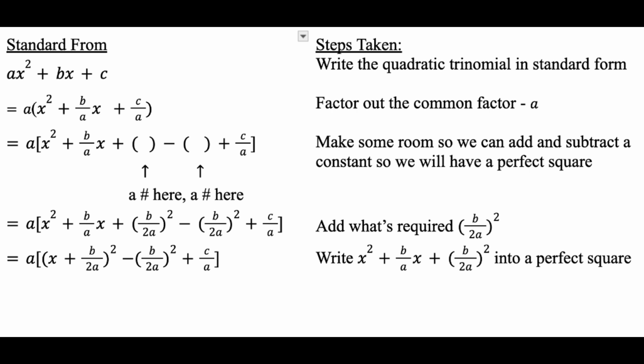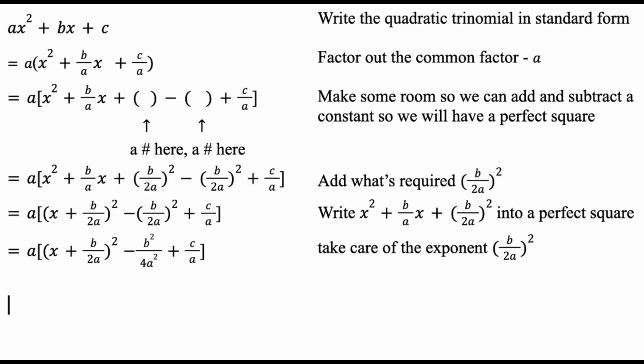As you might already know, x squared plus b over a times x plus (b over 2a) squared is a perfect square. It's the same as (x plus b over 2a) squared. Right now, we can take care of the negative (b over 2a) squared. Multiplied by itself, it turns into negative b squared over 4a squared.